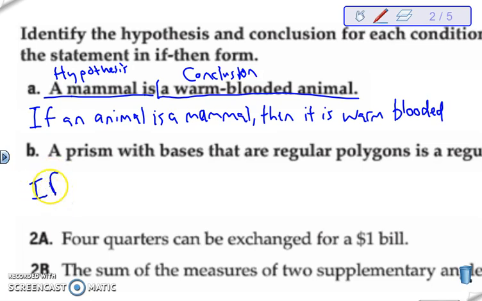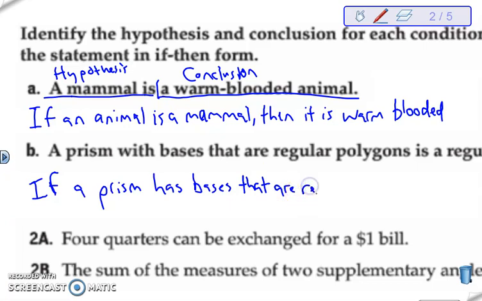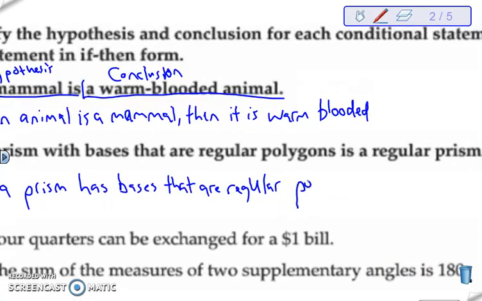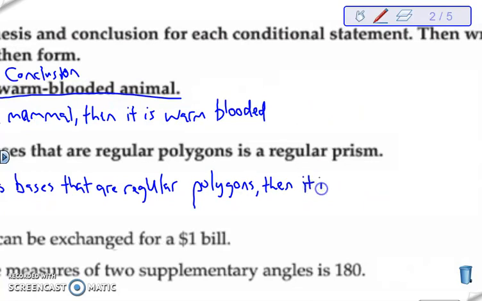If a prism has bases that are regular polygons, then it is a regular prism.